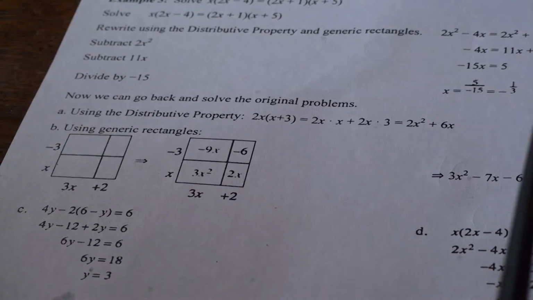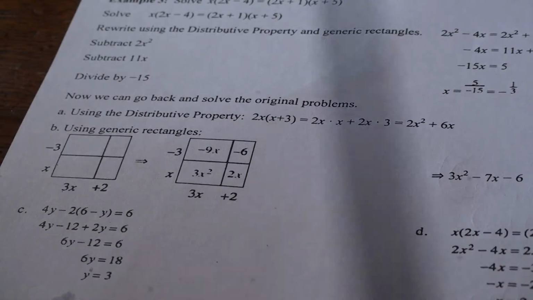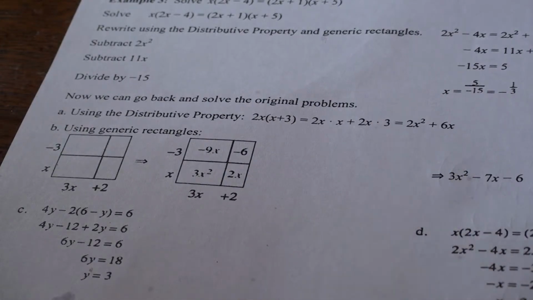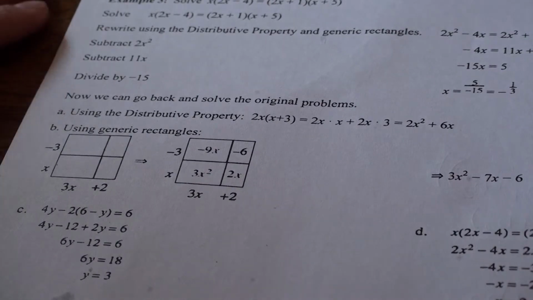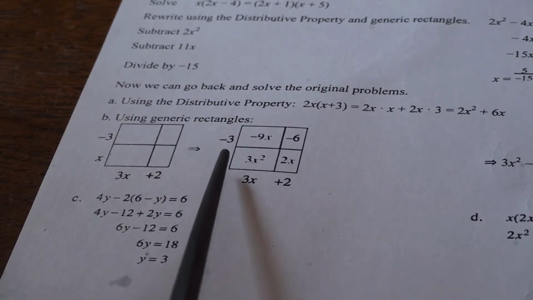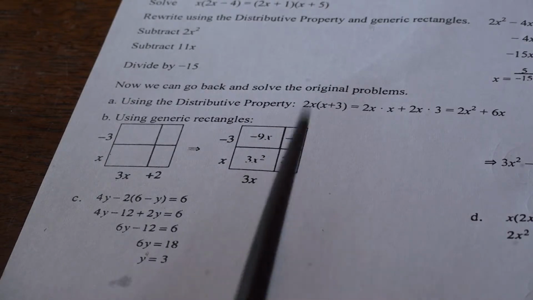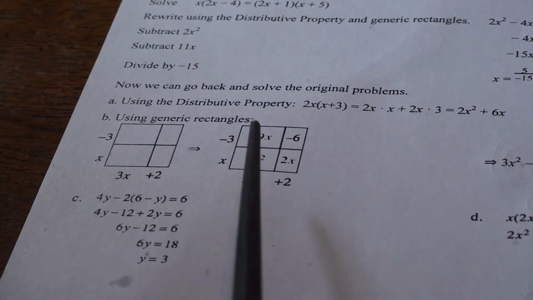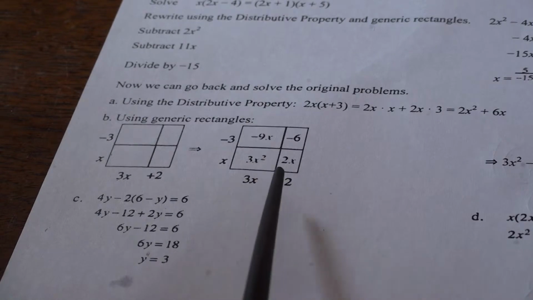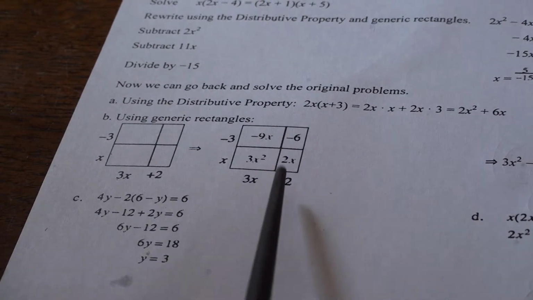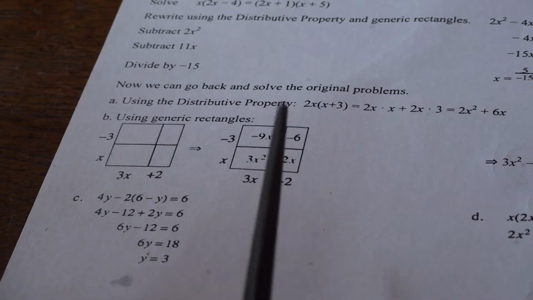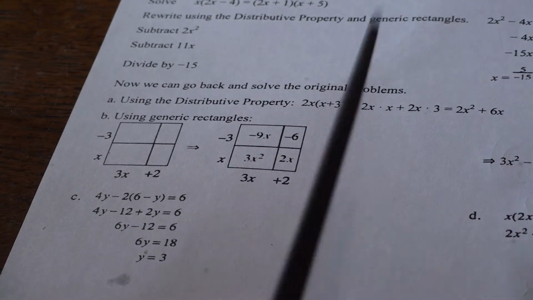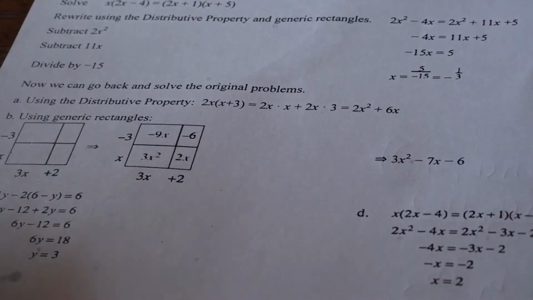For part A, they wanted you to distribute 2x times the quantity x plus 3. 2x times x is 2x squared, and 2x times 3 is 6x. For part B, they want you to multiply the quantity x minus 3 times the quantity 3x plus 2. -3 times 3x is -9x. X times 3x is 3x squared. -3 times 2 is -6. And x times 2 is 2x. When you combine your like terms, 3x squared, -9x plus 2x gives you a -7x, and then -6 is your final answer.